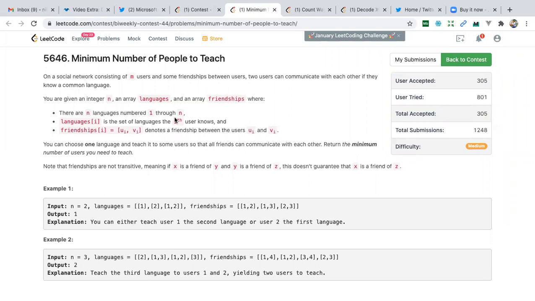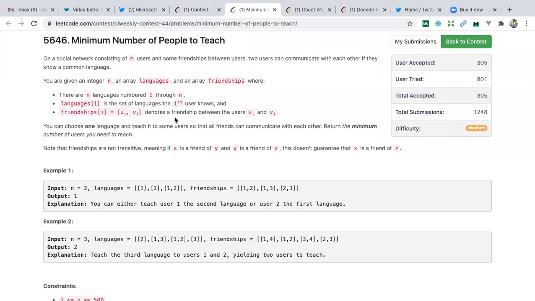There are multiple examples. I will take the first example. So n is the number of languages. So here n is 2. So we have two languages, 1 and 2. And the languages array is the set which tells us the languages which the ith user knows. So here there are three elements, so there are three persons, 1, 2, and 3. First person knows language 1, the second person knows language 2, and the third person knows language 1 and 2.